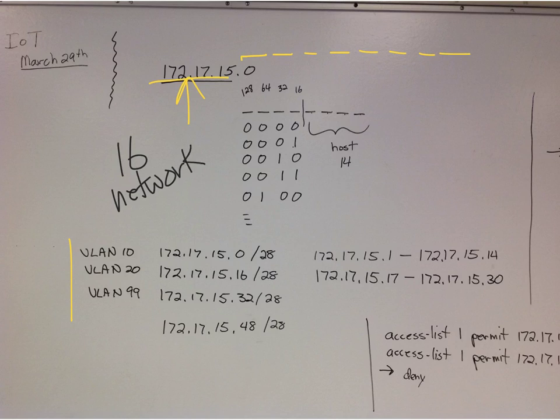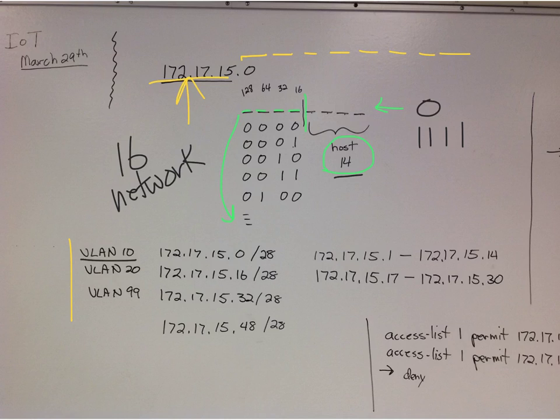So we borrowed 1, 2, 3, 4 bits. 4 bits, if you were to draw all those out, would give us 16 networks. Now for hosts, there's 14. There are 16 combinations here, but we can't use 0 because of the network, and we can't use all 1s because of the broadcast. So we have 14 combinations.